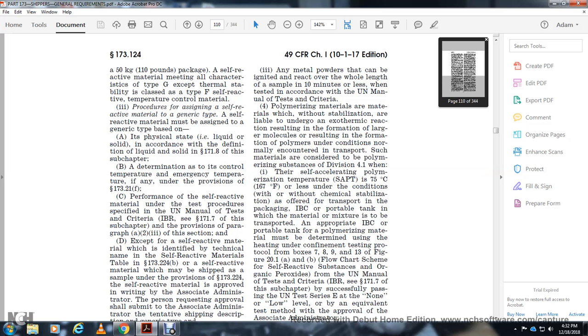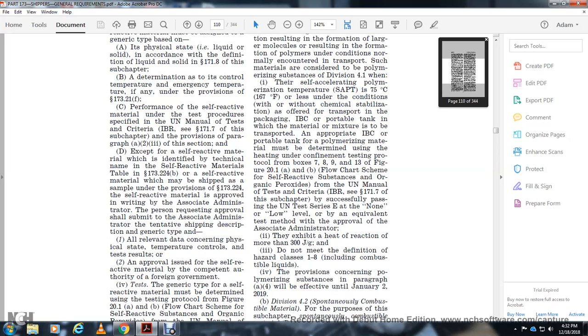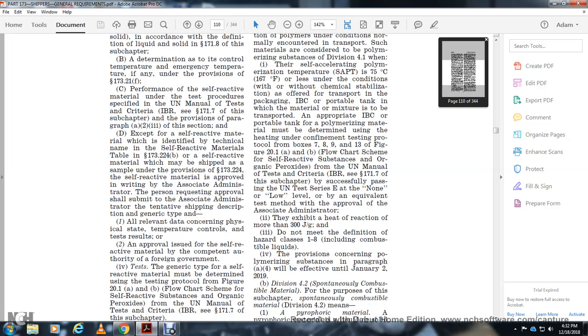By successfully passing UN testing series E of the non- and low-level or equivalent testing, or by a method of approval of the Associate Administrator, the material exhibits a heat of reaction of more than 300 joules per gram and does not meet the definition of the hazard classes 1 through 8, including combustible liquids. The provision concerned with polymerizing substances in paragraph (a)(4) will be effective January 2, 2019.